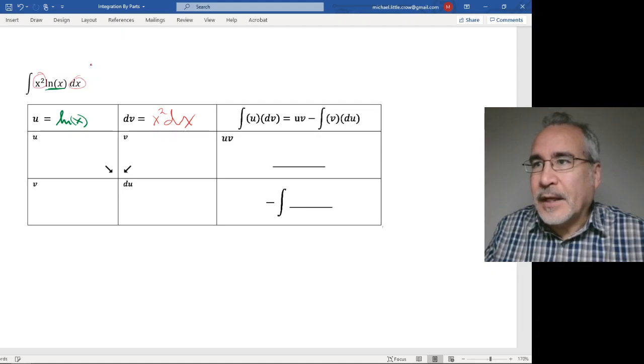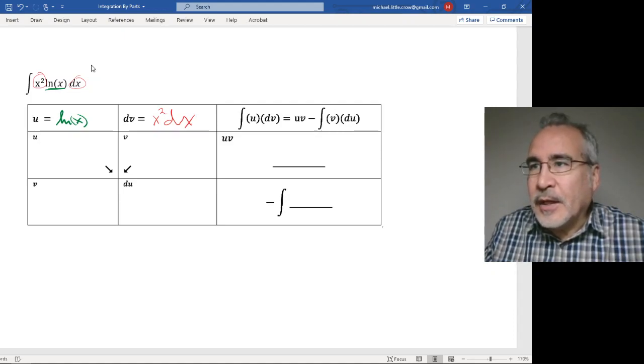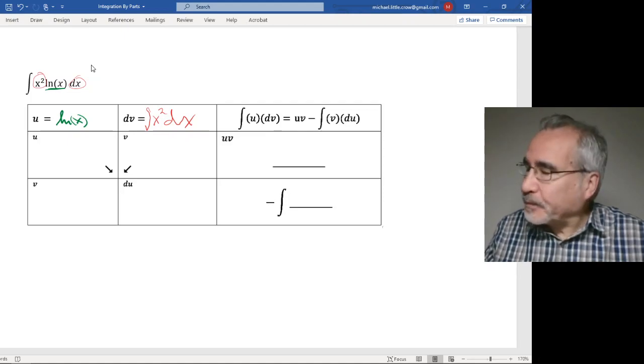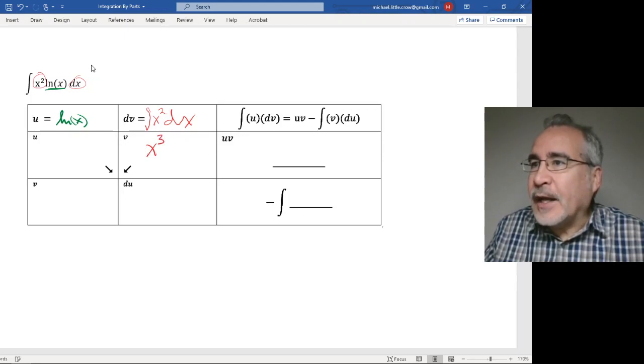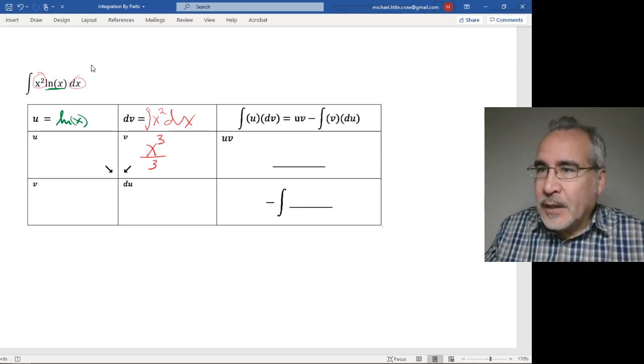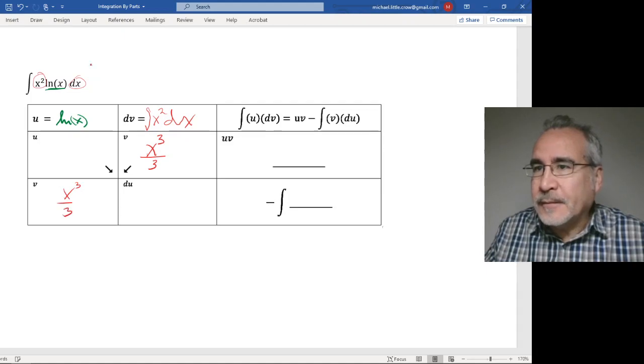Okay, and I'll start here since I'm already in red. We want to turn this from dv to v. So what that means is we're going to integrate this part. Now remember, to integrate x squared, we add 1 to the exponent, so it becomes 3, and then divide by that new exponent. This is our v. We copy it down here, x to the third over 3.